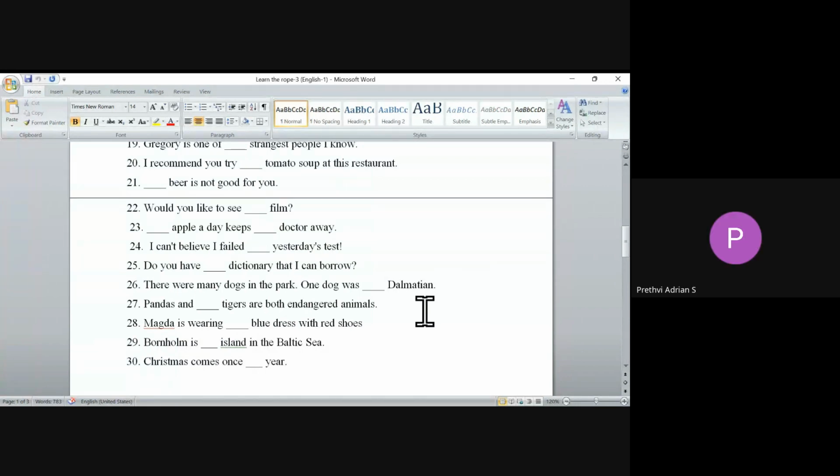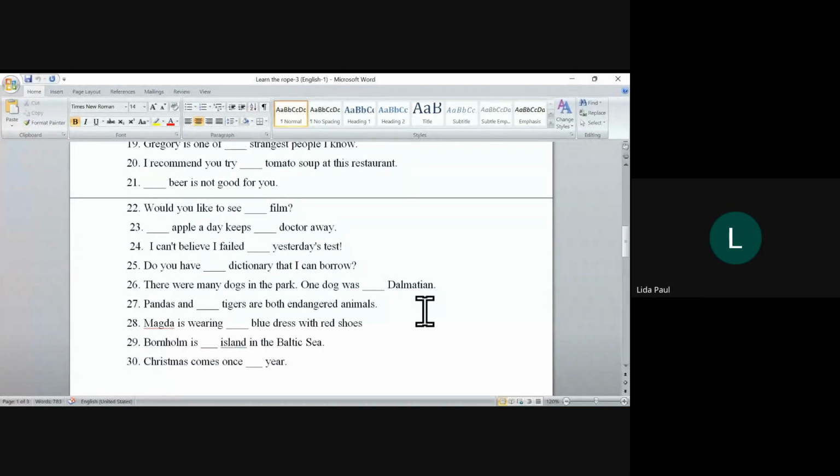Ma'am, can I ask a question? Yeah, just go ahead. Ask. No problem. Yes, ma'am, in the 23rd question, the blank will be an apple a day keeps the doctor away, or keeps doctor away. Both can be correct, ma'am? Keeps doctor away. Keeps the doctor away.